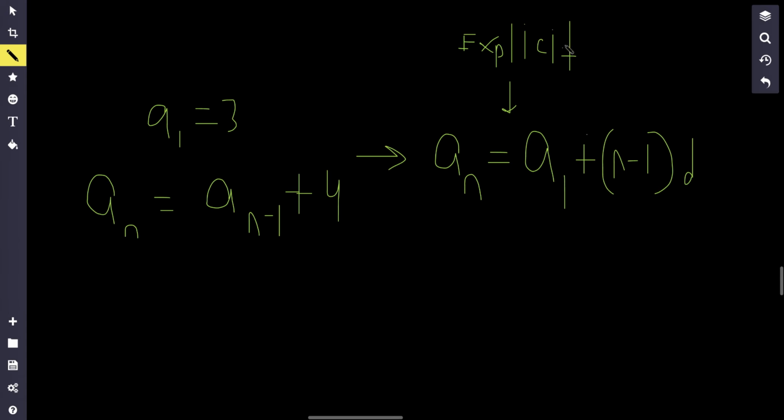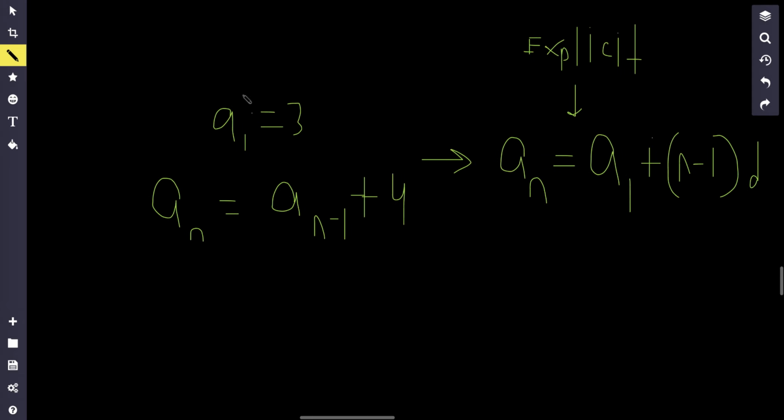And this form right over here is also known as the explicit form, because you're explicitly stating it: you can find, let's say, the 44th term by just substituting 44 into the formula. So this is known as the explicit form. So let's try to find out how to convert from a recursive arithmetic sequence to an explicit arithmetic sequence form.